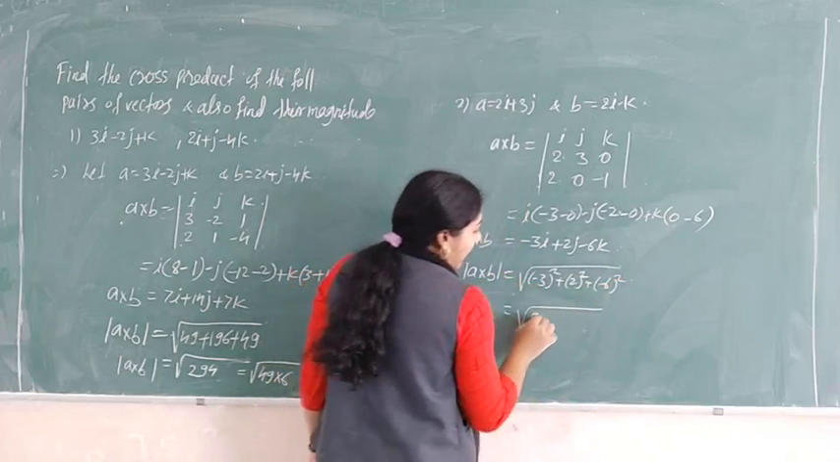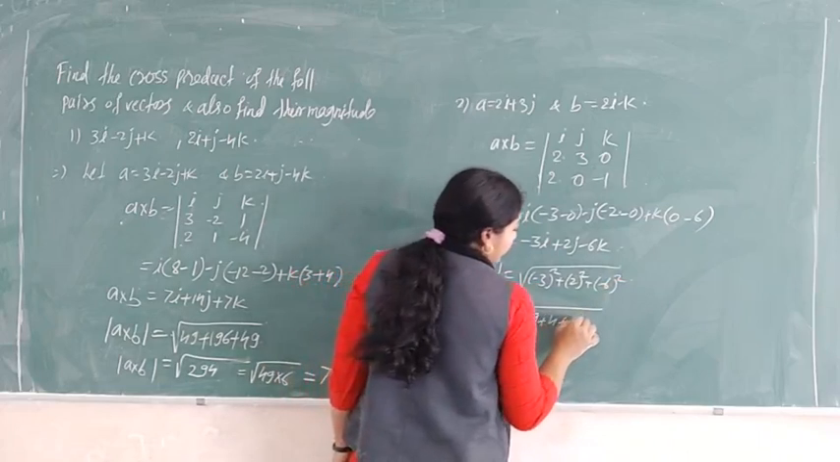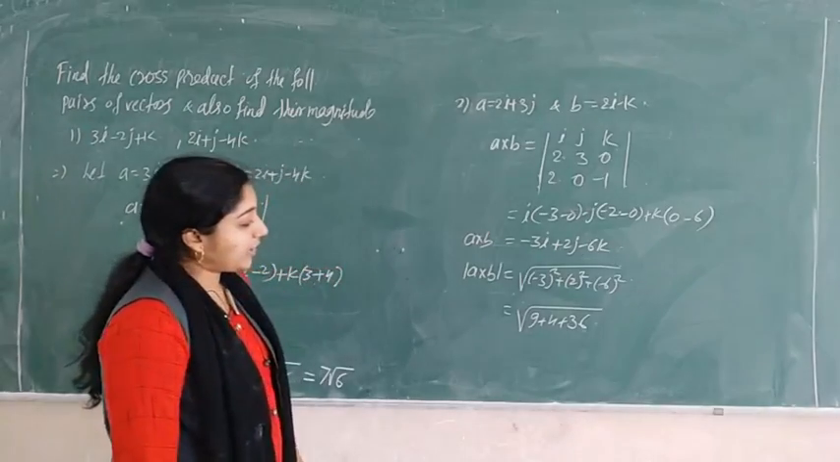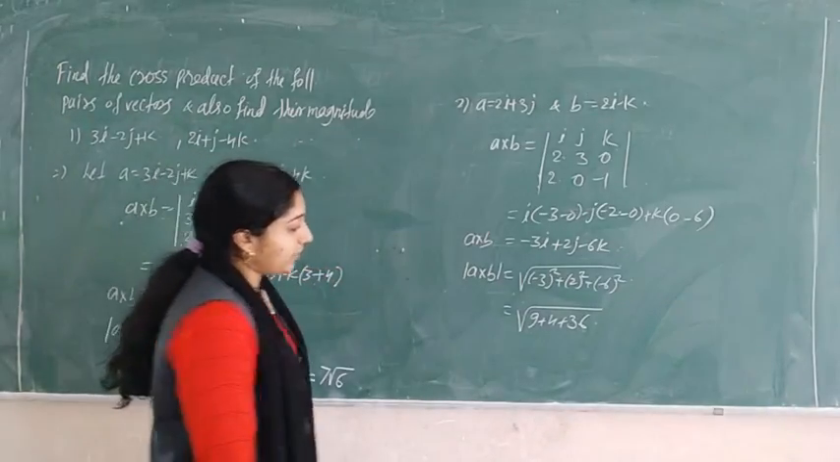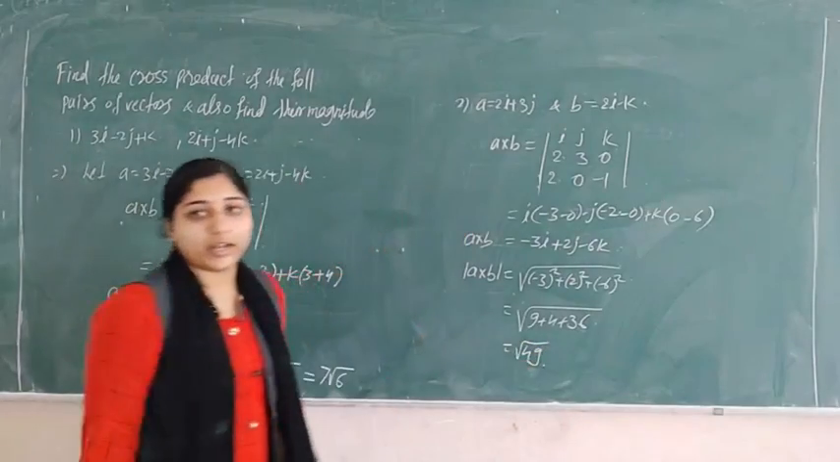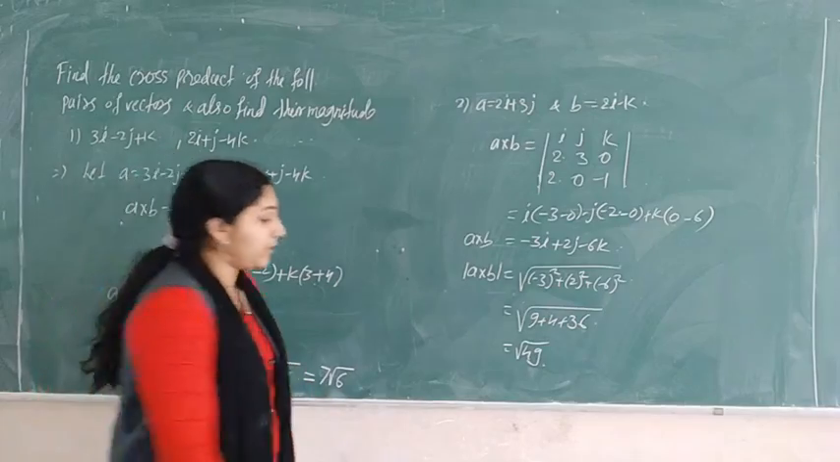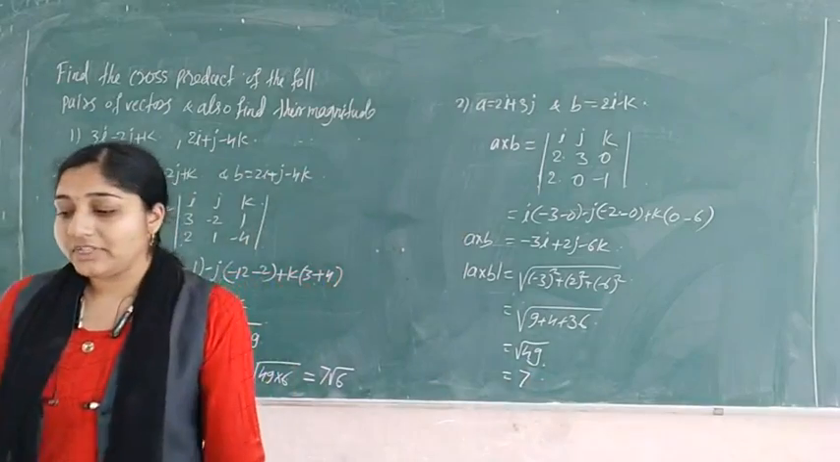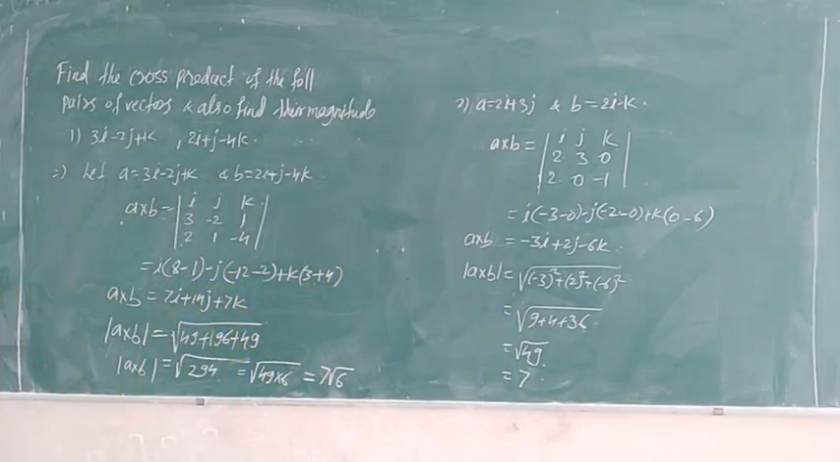Minus 3 square is 9, 2 square is 4, 6 square is 36. So you will get 9 plus 4, 13, 13 plus 36, it is nothing but root of 49. And root 49 is a perfect square, so you will get the value 7. Right? So the magnitude of this given vector is nothing but 7.